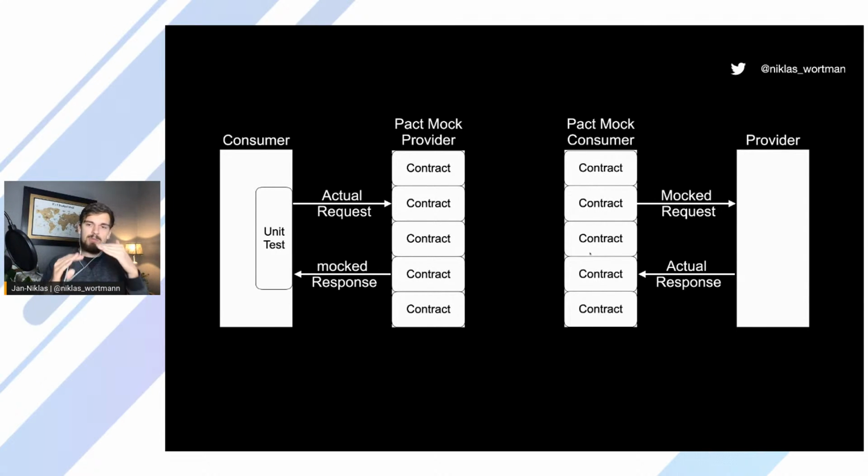This time, it's now pretty much inverted. Now our Pact mock consumer simulates the consumer behavior. So it takes a look at the contracts, takes a particular look at the requests, sends out this request to the provider, and evaluates the returned response of the provider. If this response matches, we are good to go. This is how provider verification works on a high level.